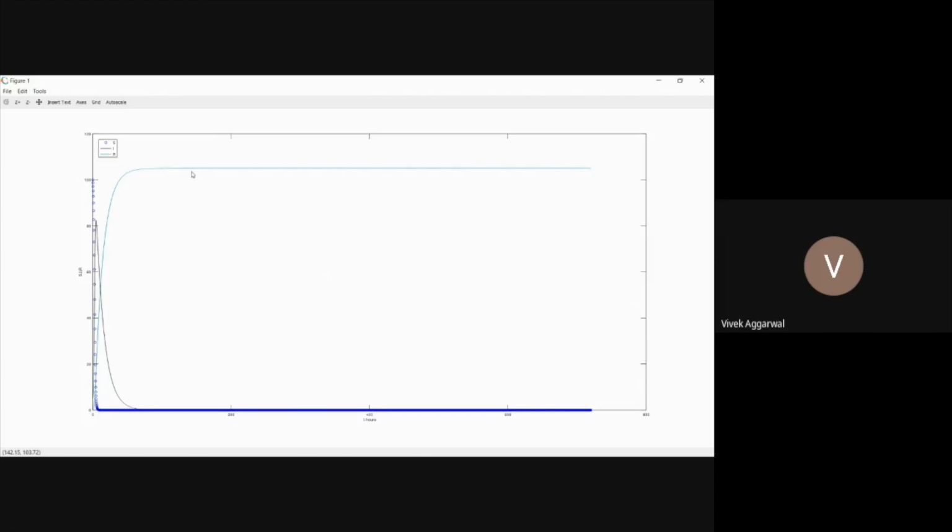So in the same way you can play with these factors or parameters, and you can have different types of figures. I hope that you are able to understand how you can make the code for this, and then using this code you can make your own code for your research purpose.